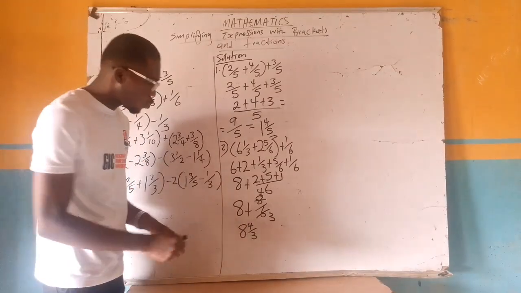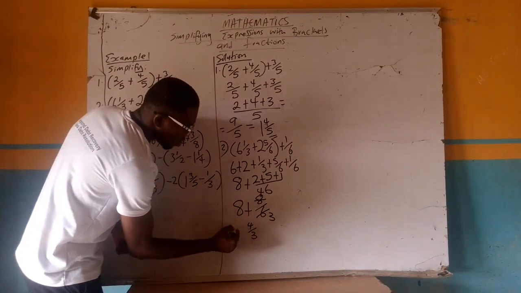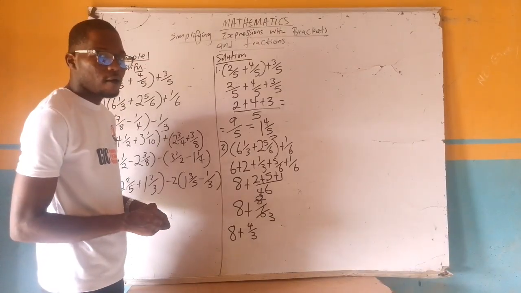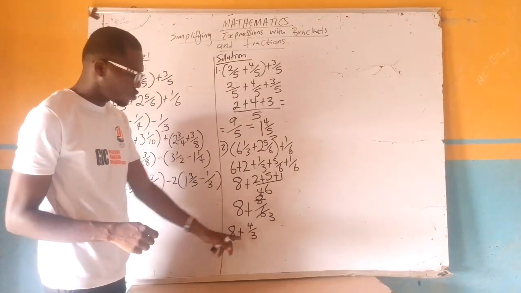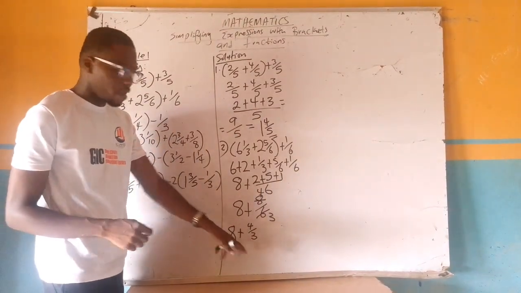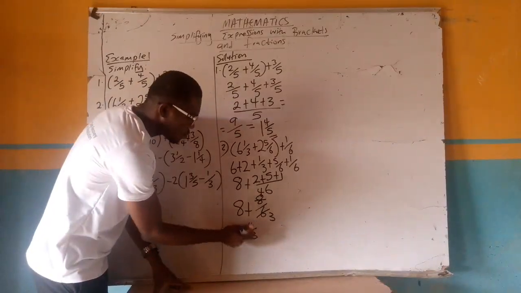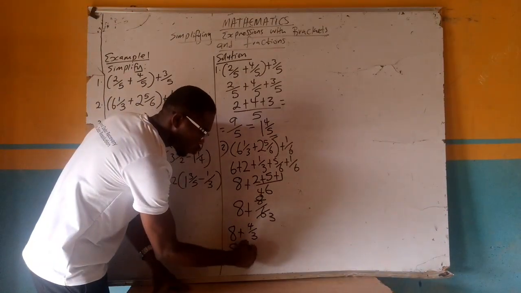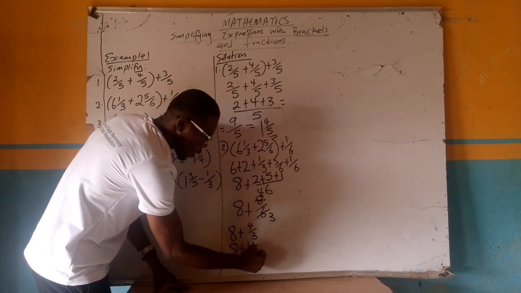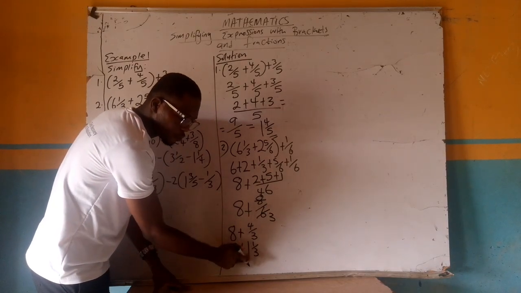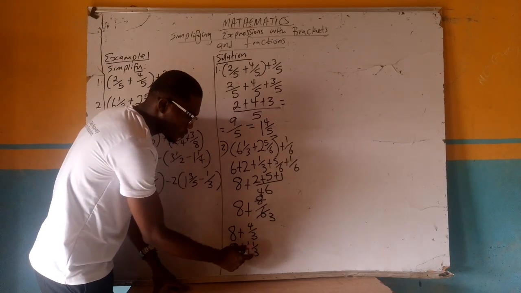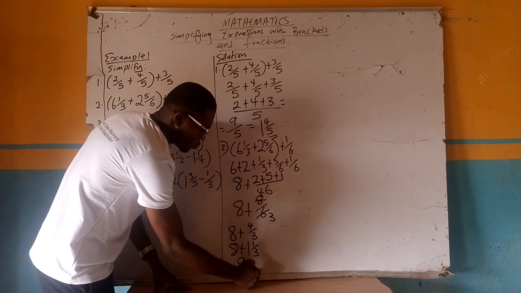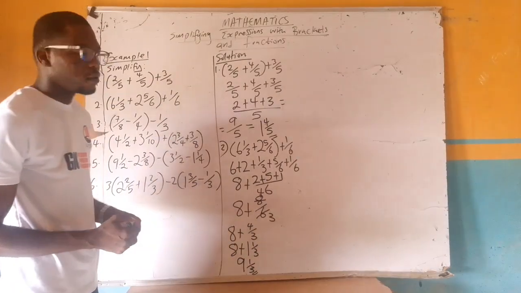But remember this one, we have to convert it from improper to mixed fraction, so that we will have a whole number here. So we then say, how many 3 can we find inside 4? It's 1. So we say 8 plus 1 whole number, 1 over 3. I converted this to mixed fraction. So 8 plus 1 will then give us what? 9, 1 over 3. So that's the answer for that.